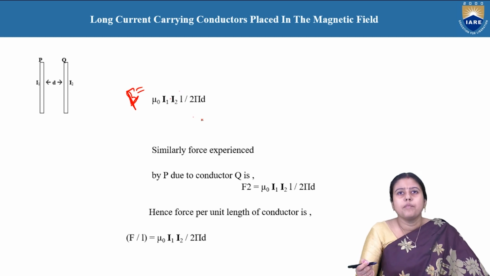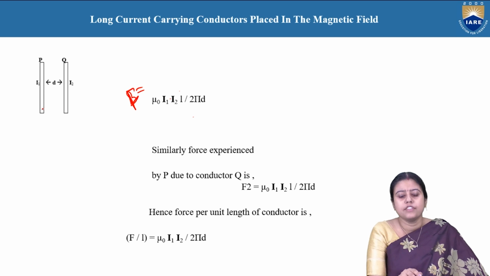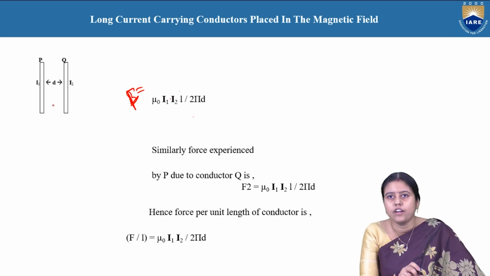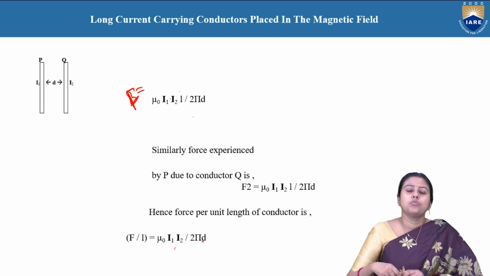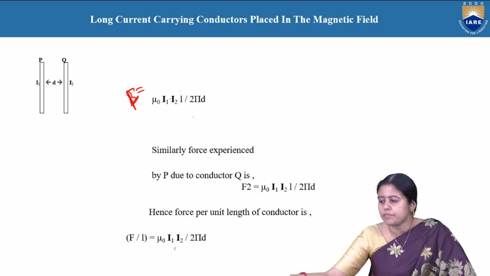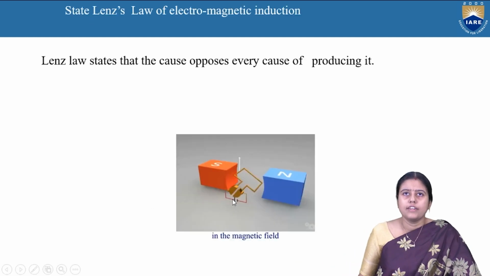Similarly, we can also get F2, the force on the first conductor due to the current I2, which is equal to mu naught I1 I2 by 2 pi D. So this is the force for a long current carrying conductor.